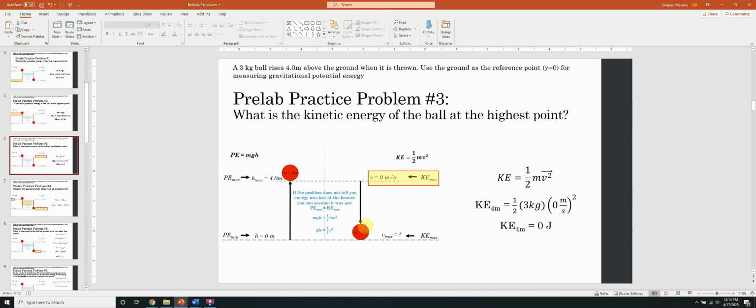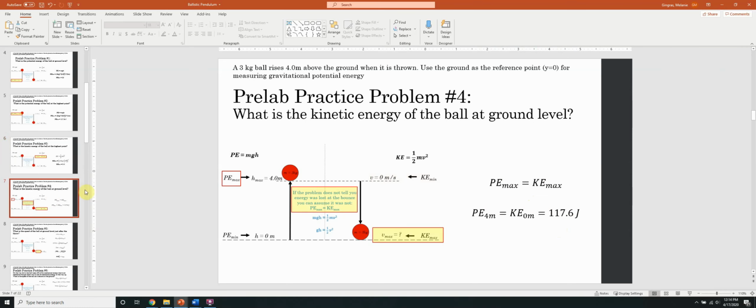All right, so moving on to practice problem number 4. What is the kinetic energy of the ball at ground level? So the thing that I really wanted to highlight here is that if the problem does not tell you that any energy was lost at the bounce, and if you look up here, you can see that nowhere in this prompt do they tell us that we've lost any energy. That means we can assume that potential energy, when it's at a maximum, is equal to kinetic energy at a maximum, which is essentially what we're looking for here, right?